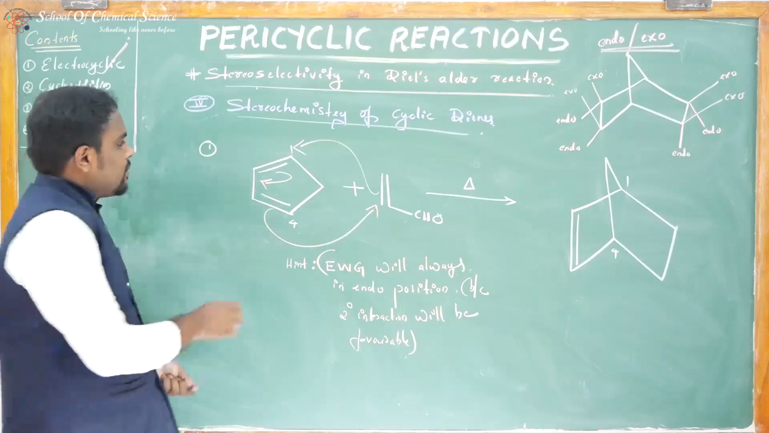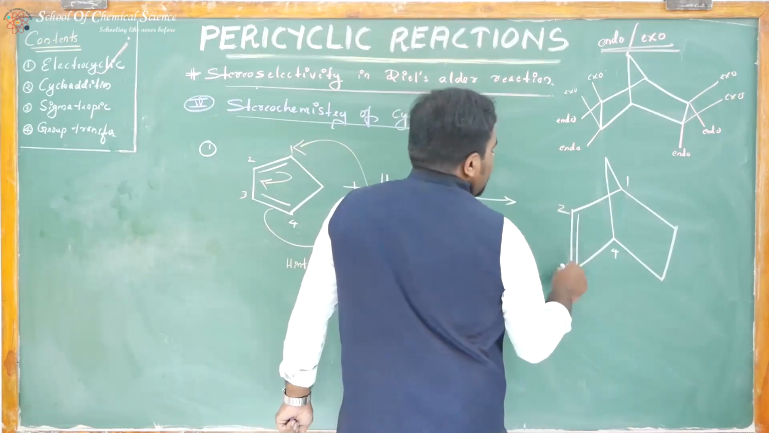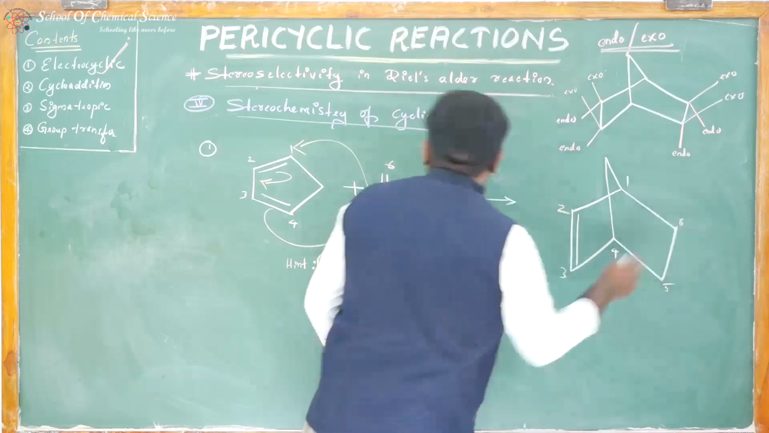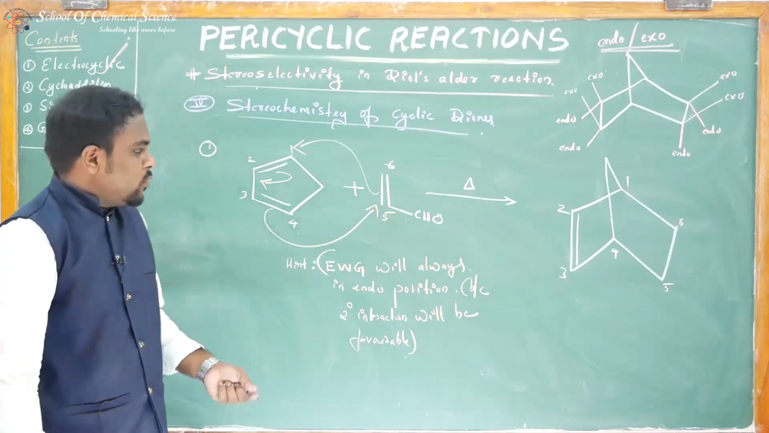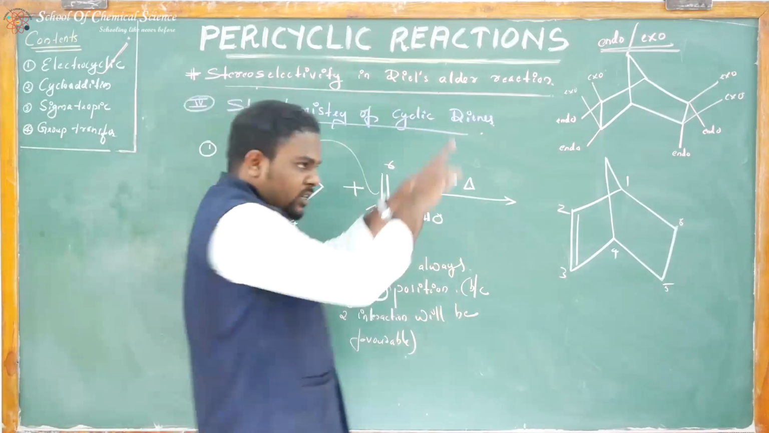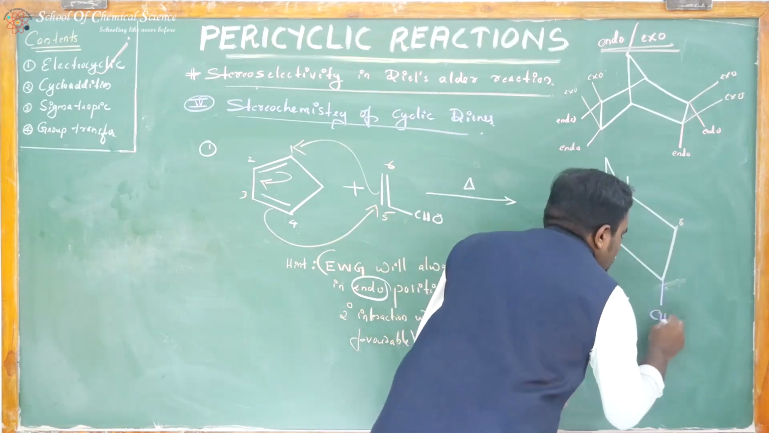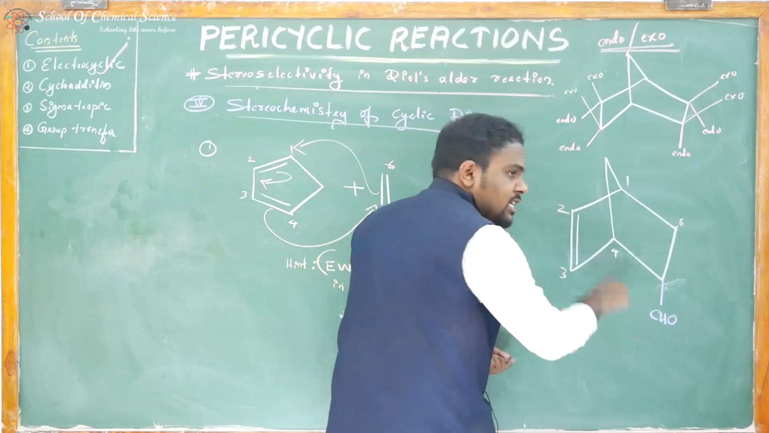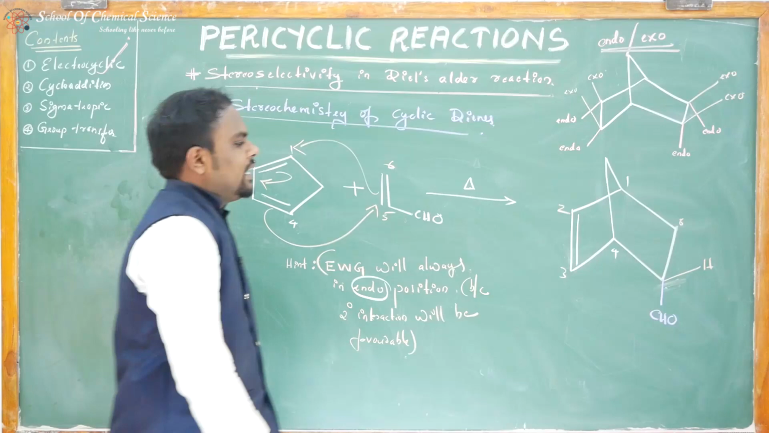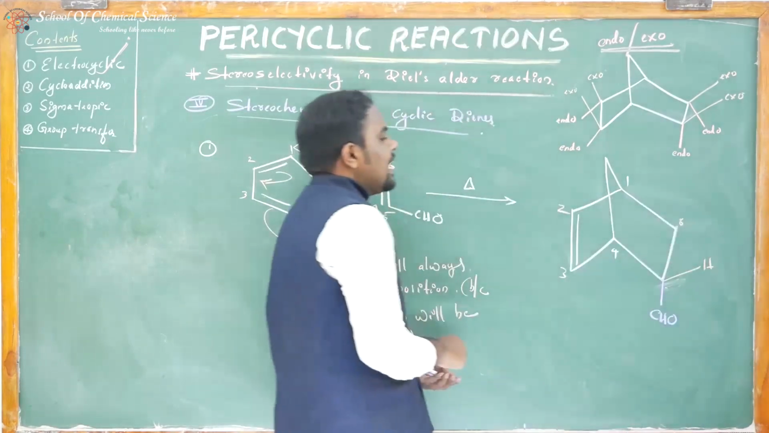Here this is carbon number 1, 2, 3, 4, and this is carbon number 5, 6. At carbon number 5, there is a CHO group. CHO is an electron withdrawing group, and an electron withdrawing group will always be in the endo position. Endo is the downward position. So CHO will be in the endo position. At the same time, a hydrogen is also present on that carbon. That hydrogen is in the exo position. So CHO is in the endo position, and the hydrogen is in the exo position.